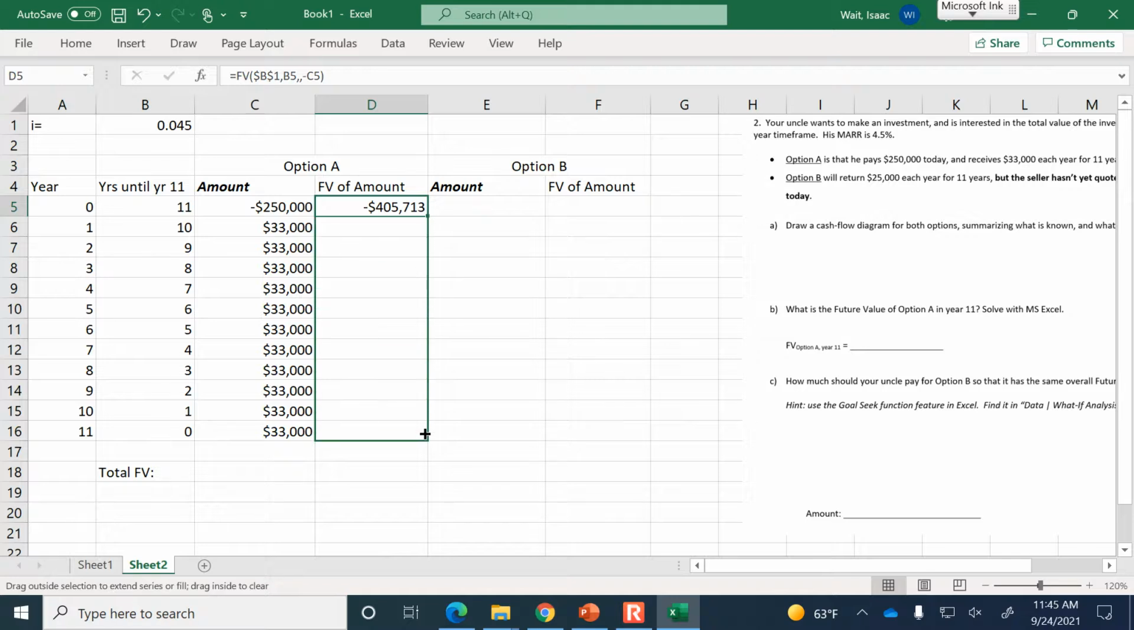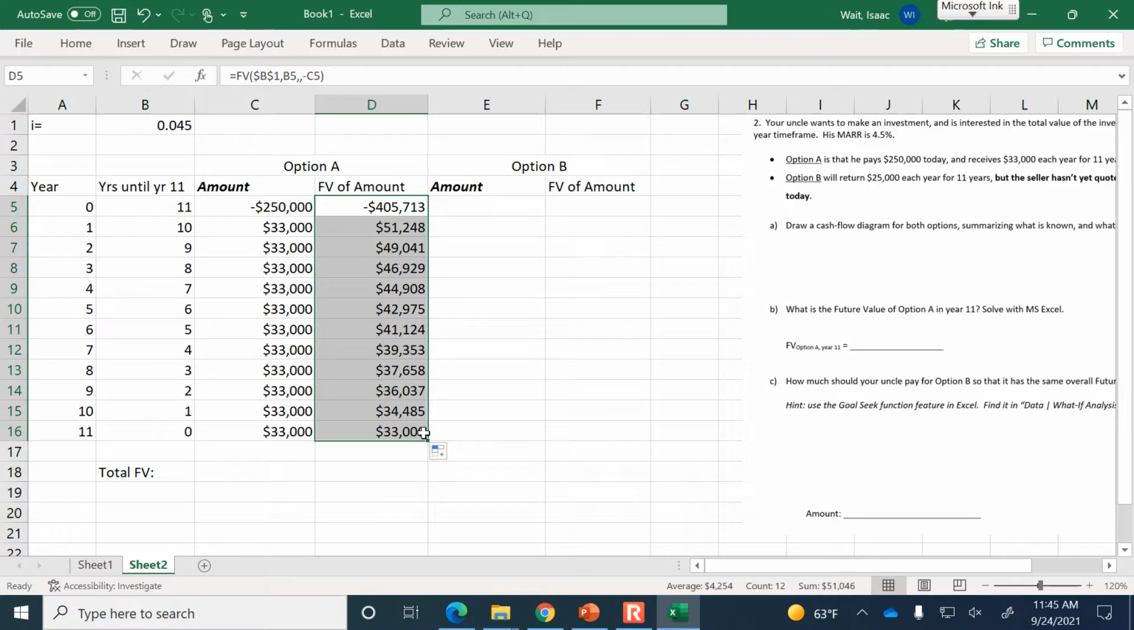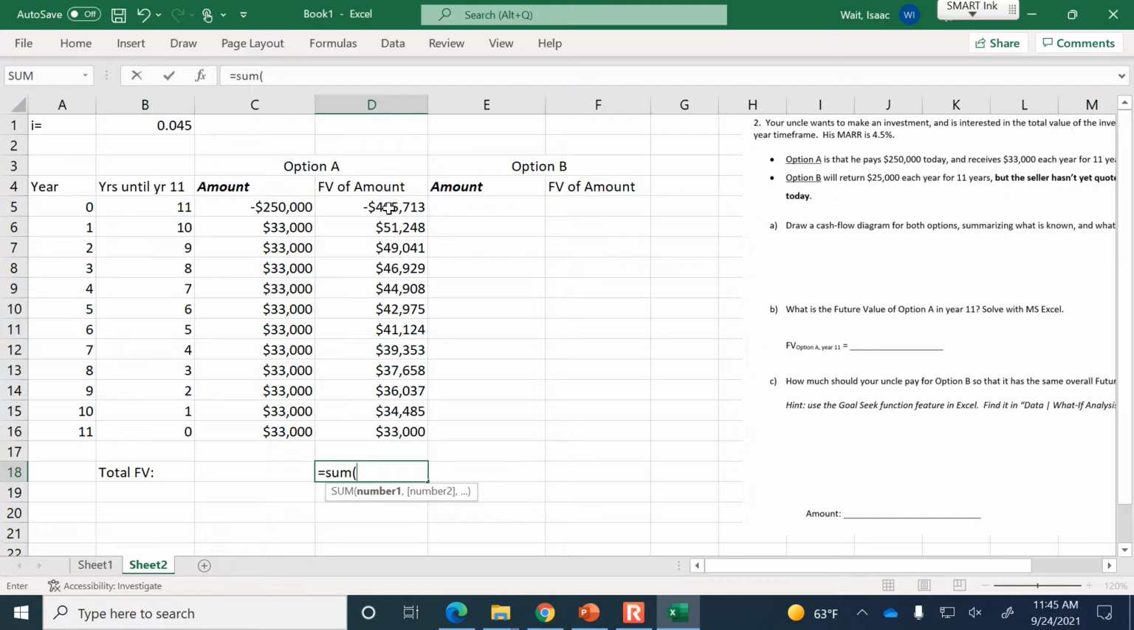Okay, so I can drag that formula down, and the total that I want to calculate is the total of the future amounts. So equals sum of these future amounts. All right, so the future value of option A is $51,046. And what this represents is, let's say that your uncle had to borrow this money for the initial investment.